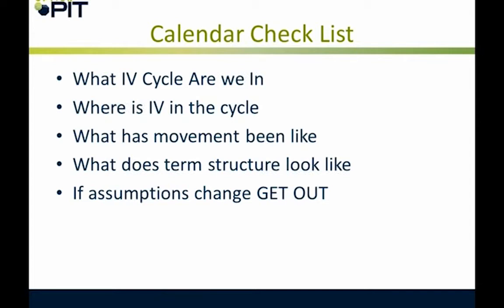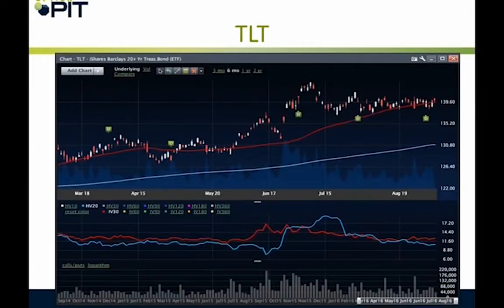So now let's look at a trade. So here's TLT. This is one that I like. Why? Well, take a look. Movement is sinking. This light blue line represents 20-day, and this is from today. I literally pulled this up 20 minutes ago. This is 20-day historical volatility. It's sinking.